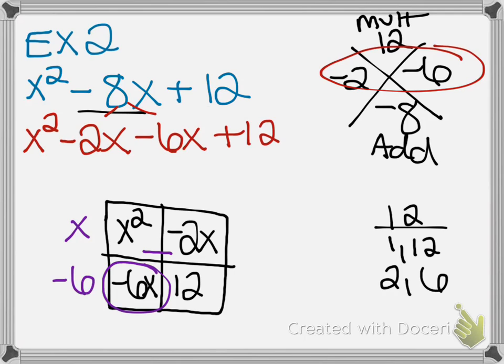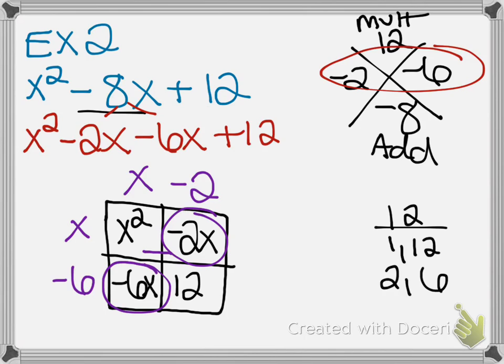Okay, all right. Now we're going to look at our greatest common factor between these two, so x squared and negative 6x. Again, I can just pull an x out of that. Okay, and then my greatest common factor between negative 2x and 12 is going to be 2. And then again, since this first box is a negative number, I know my greatest common factor is going to have to be negative, okay?